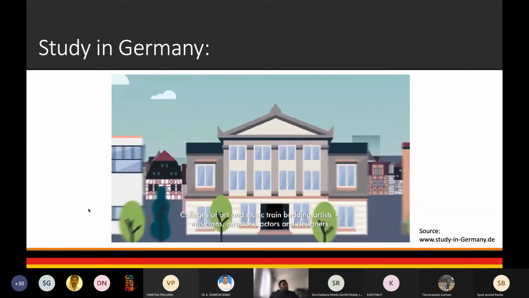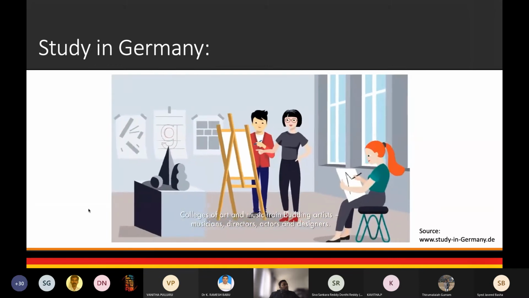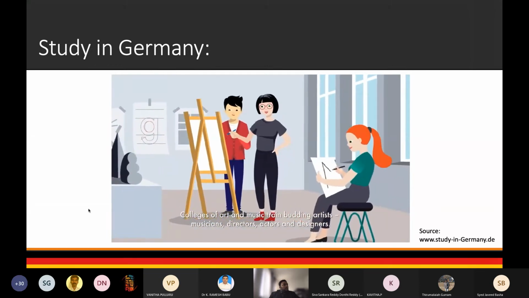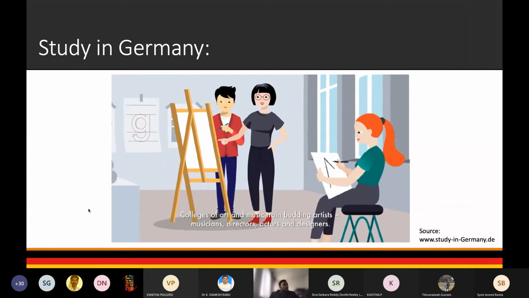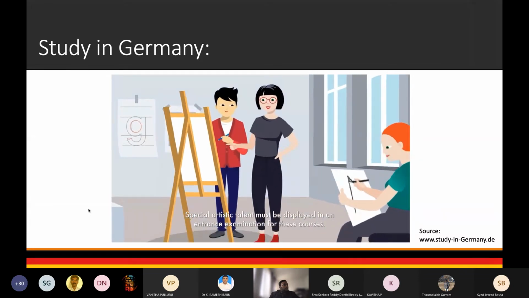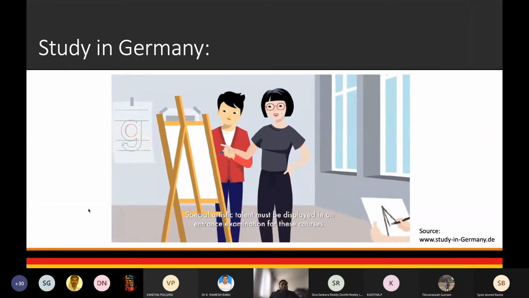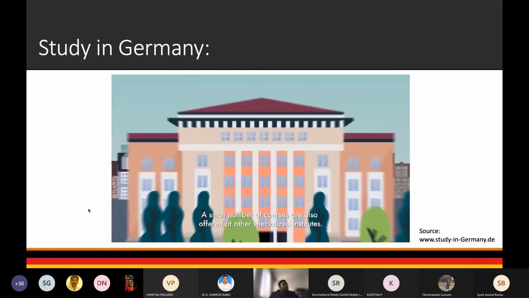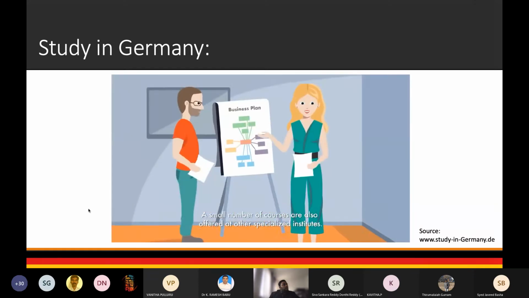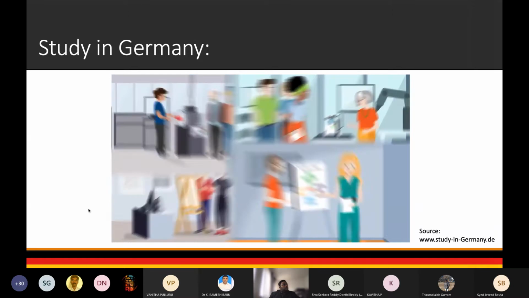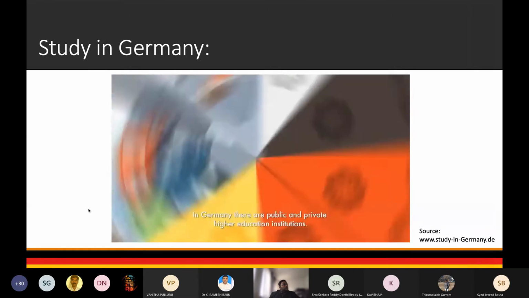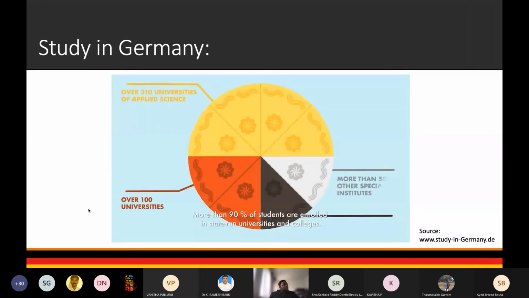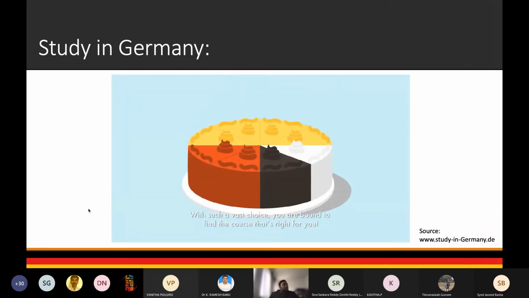Colleges of art and music train budding artists, musicians, directors, actors, and designers. Special artistic talent must be displayed in an entrance examination for these courses. A small number of courses are also offered at other specialized institutes. In Germany, there are public and private higher education institutions. More than 90% of students are enrolled in state-run universities and colleges. With such a vast choice, you're bound to find the course that's right for you.